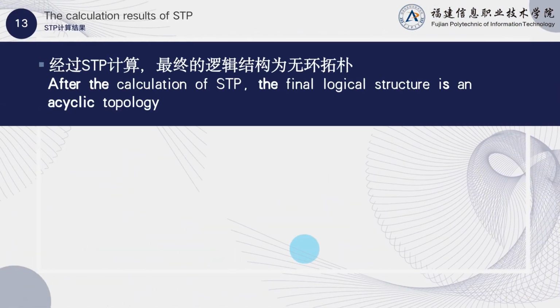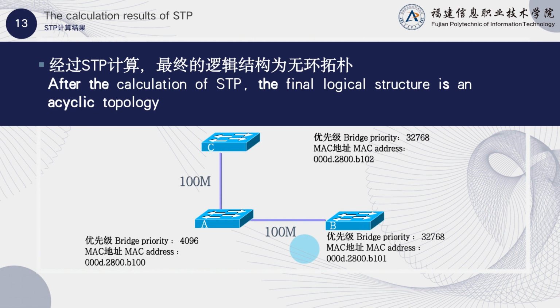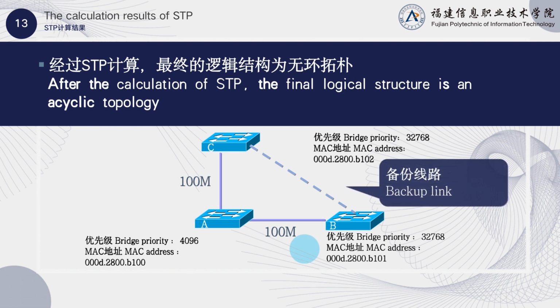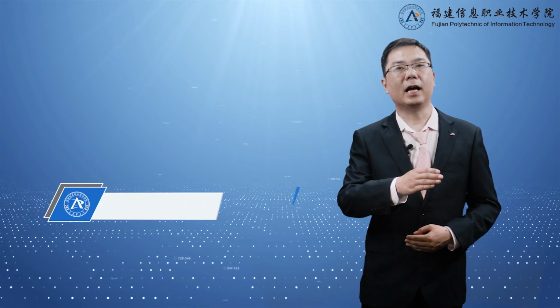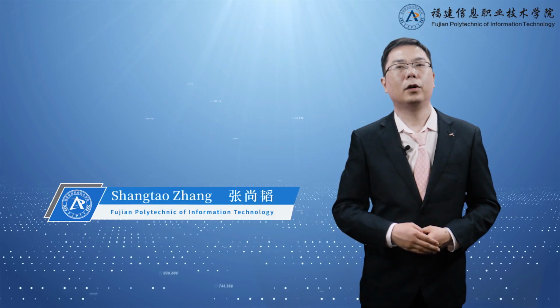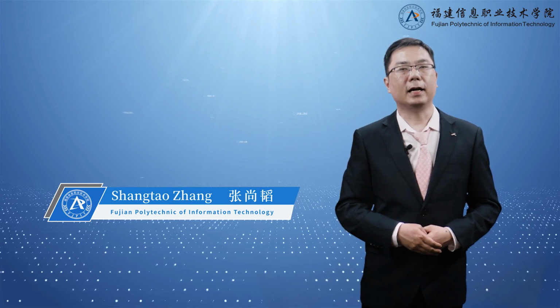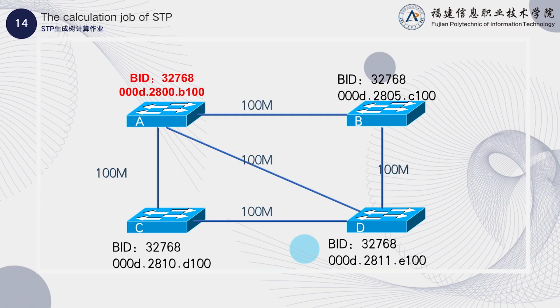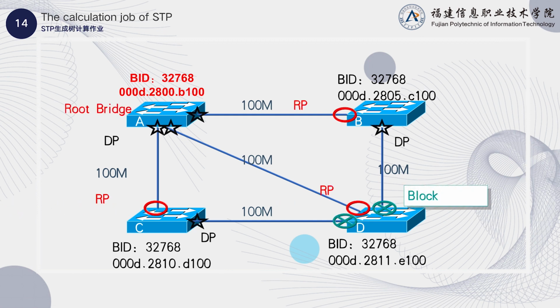After the calculation of STP, the final logical structure is an acyclic topology. The line between switch B and switch C is used as a backup line. That is the content of this lesson. Please finish the calculation job of STP on page 15 of the slides. The job is to find and mark the root bridge, root ports, designated ports, and the blocked port on this topology.